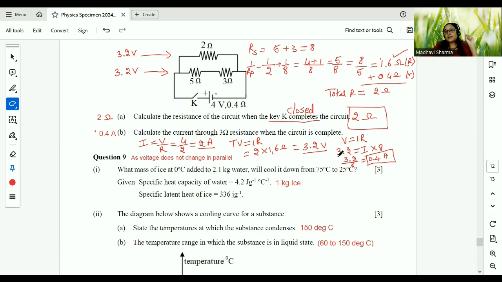V is equal to IR. 3.2 is I into 8. Remember, here the resistance is 8. And so the current across this is 0.4 amperes here. So 0.4 amperes will be here and 0.4 amperes will be here also.